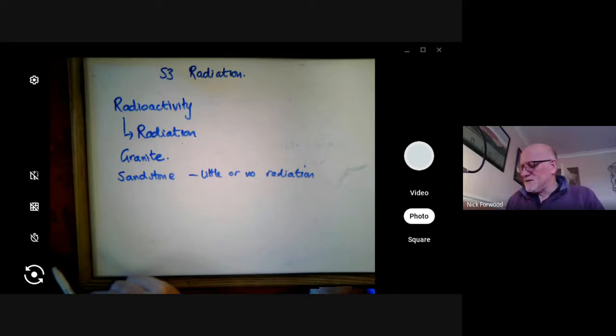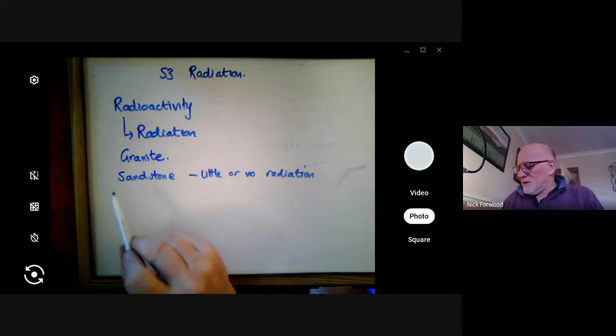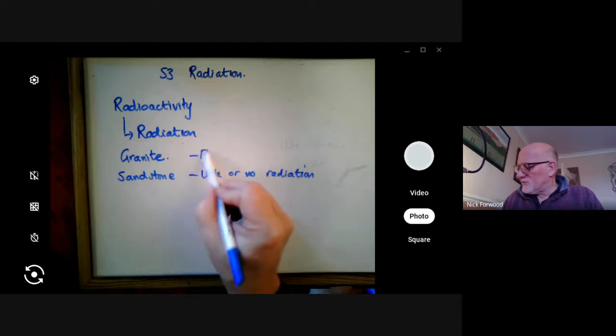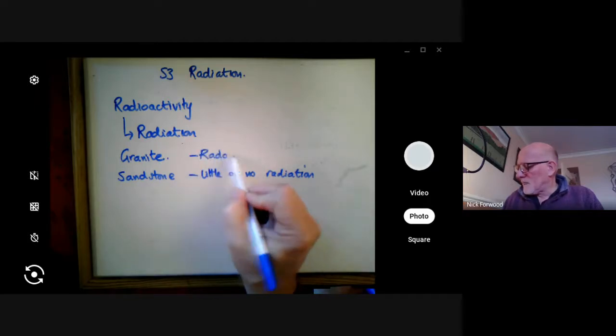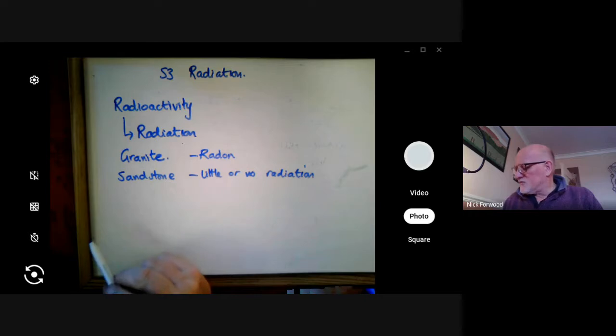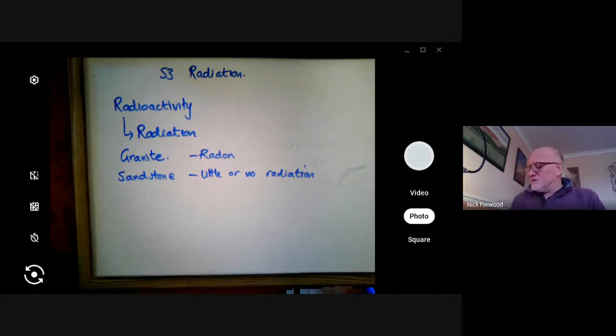But granite produces a radioactive gas called radon. And this gas is radioactive and it produces alpha or beta or gamma radiation, which can fly around, and you can't see where it is. It's invisible. You can't see it. You can't smell it, and you need special detectors. And we'll be doing some stuff about detectors later on.